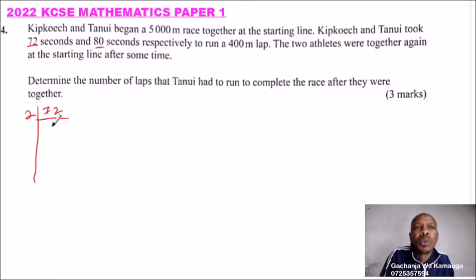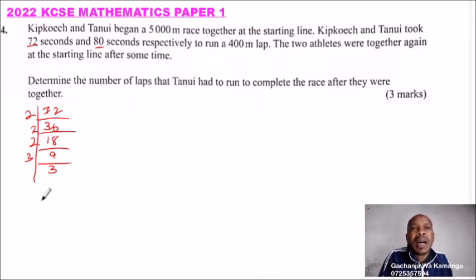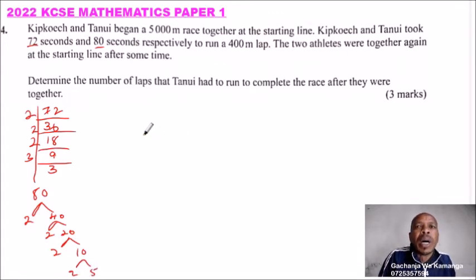So you get 2, you get 36, you get 2, you get 18, you get 2, you get 9, you get 3, you get 3. So you can use this method, or you can use the other one. 80 divided by 2 is 40, divided by 2 is 20, divided by 2 is 10, divided by 2 is 5. Now that is how you get the factors. Alternatively, you can use this method.